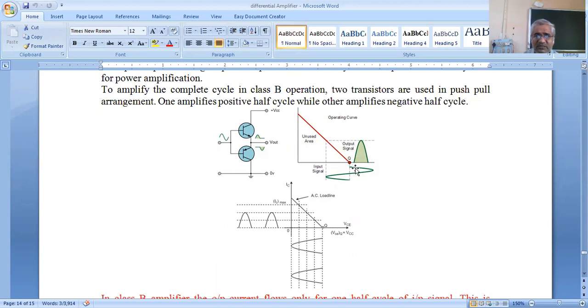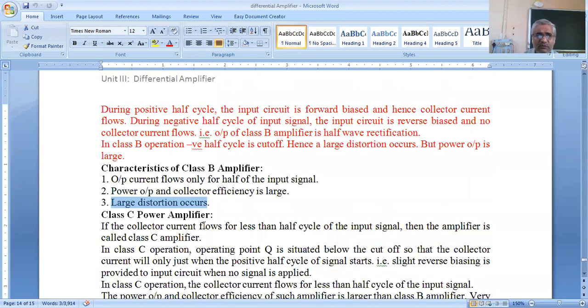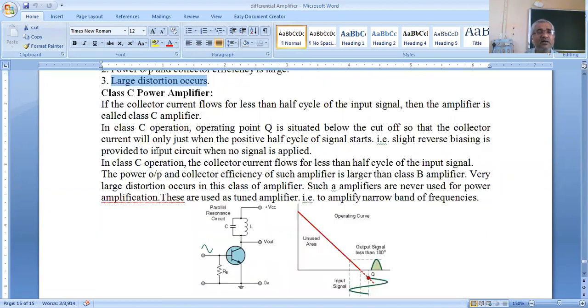And the operating point is selected at the cut-off of the transistor. So this is the operation of the class B amplifier. Now the third type of amplifier is the class C amplifier, power amplifier. आता आपण class C amplifier बघूया.